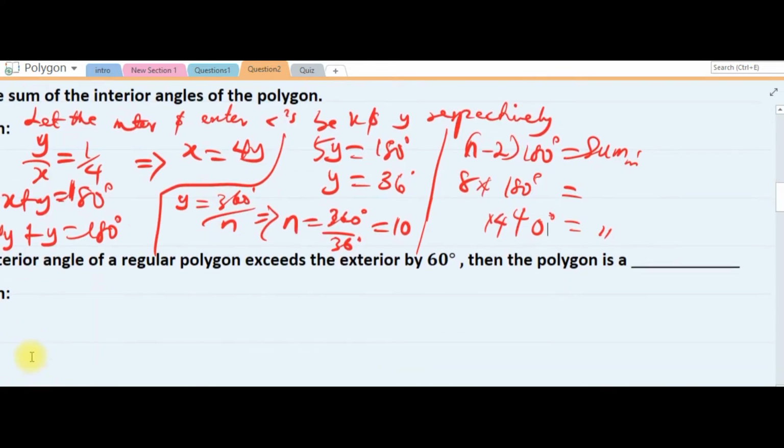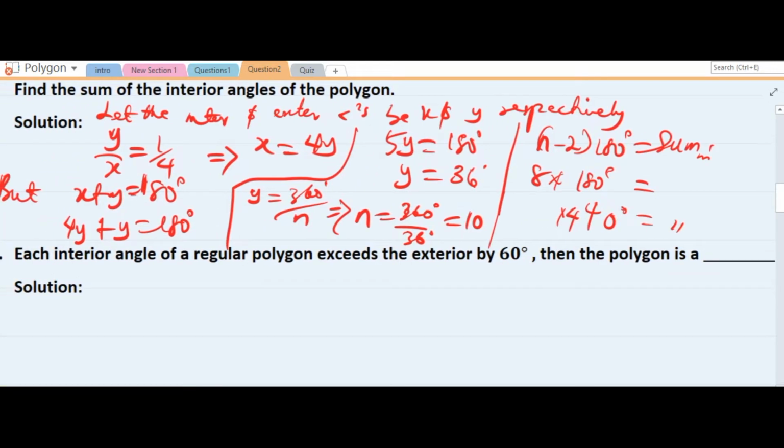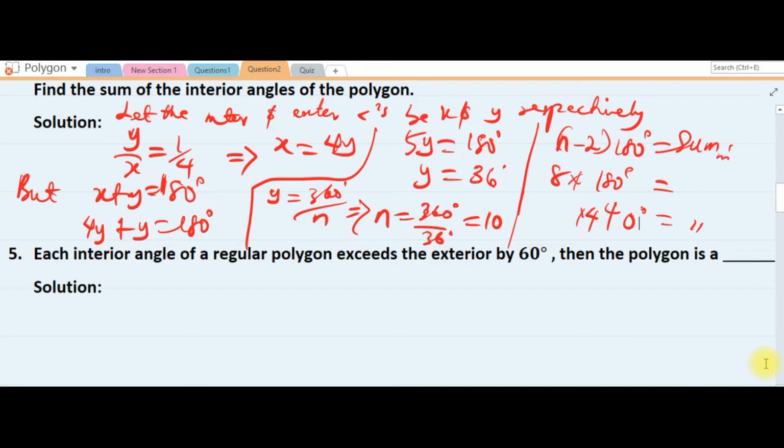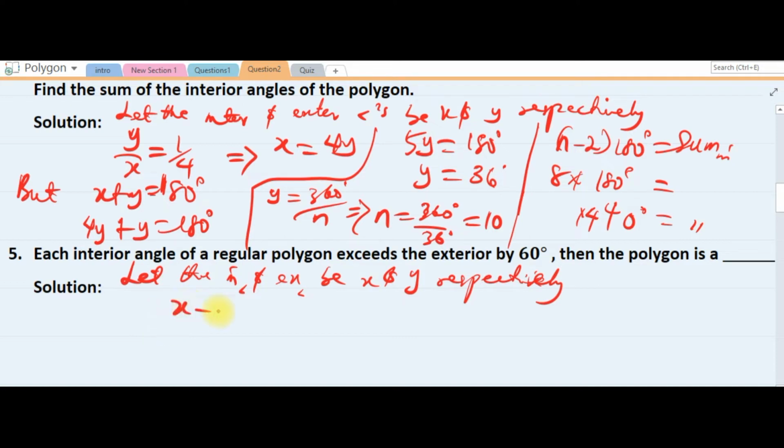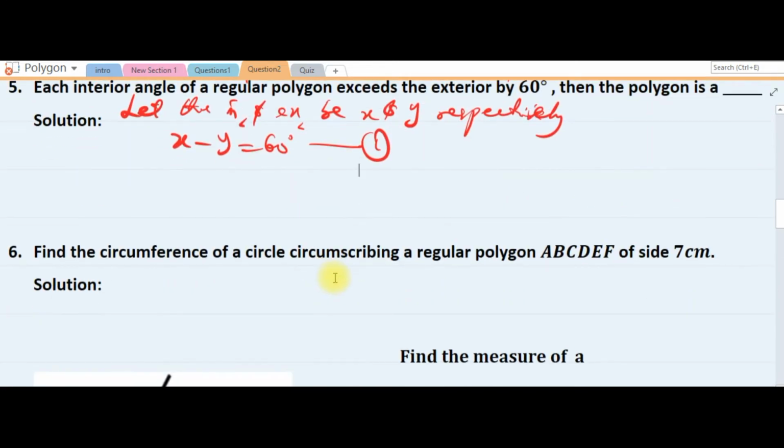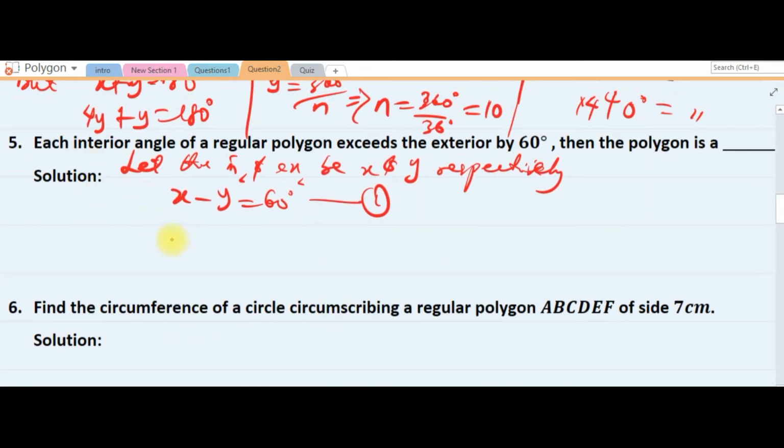So the next one, we are given each interior angle of a regular polygon exceeds the exterior by 60. So let the interior and exterior angles be x and y respectively. So we now know that the interior angle exceeds, so x minus y must be 60 degrees. That's equation 1. Since we have two unknowns, we need two equations to solve this. And it must be an equation that relates the two.